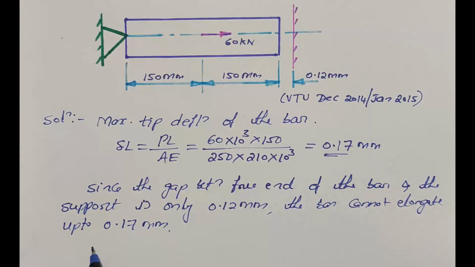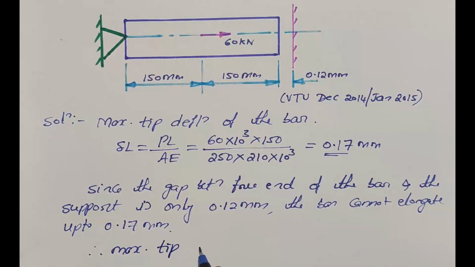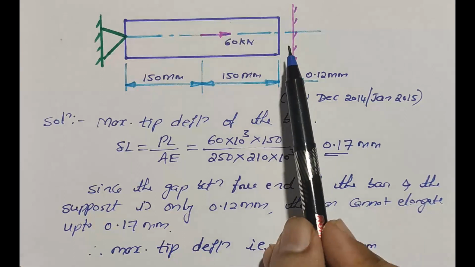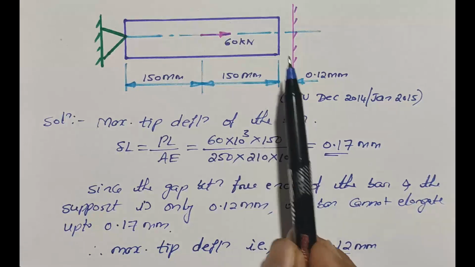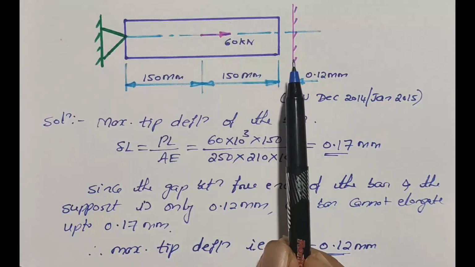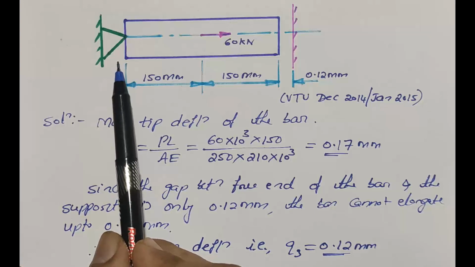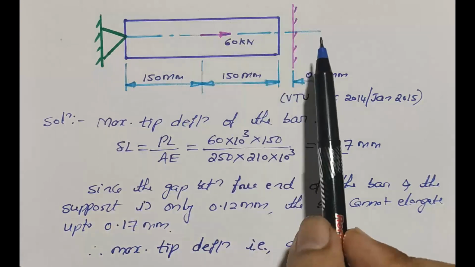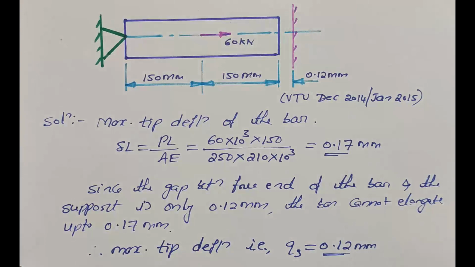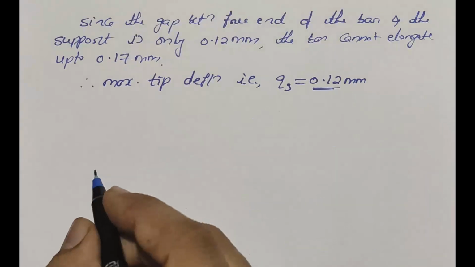Therefore we can write, maximum tip deflection or displacement, that is Q3 is equal to 0.12 mm. Q3 means the displacement at its free end. Here in this problem, we know the boundary condition. One end of the bar is fixed, so displacement Q1 is equal to 0, and at the other end, the displacement is 0.12 mm. Next is FE model.